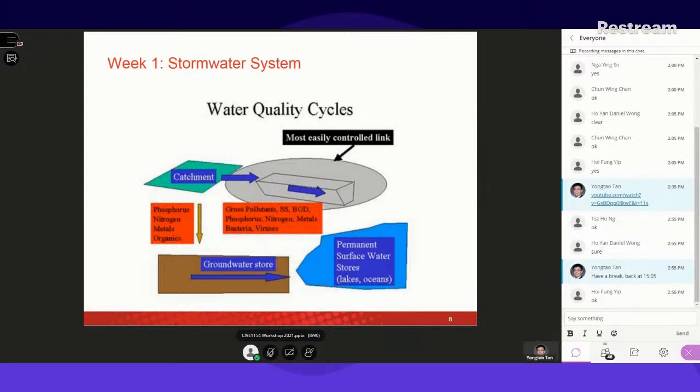So we can see the different pollutants, for example, phosphorus, nitrogen, metals, and organics.